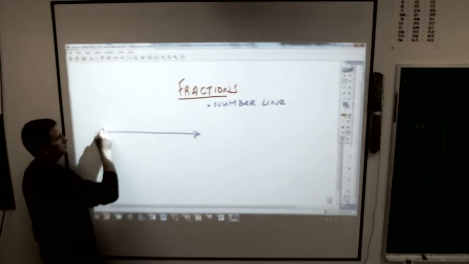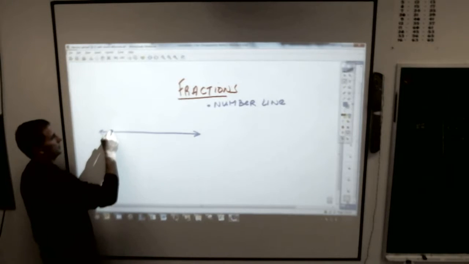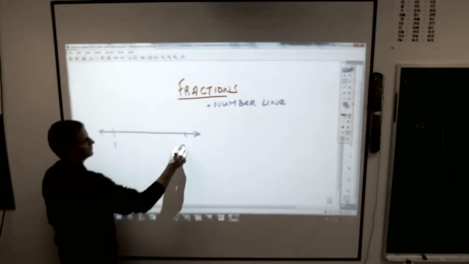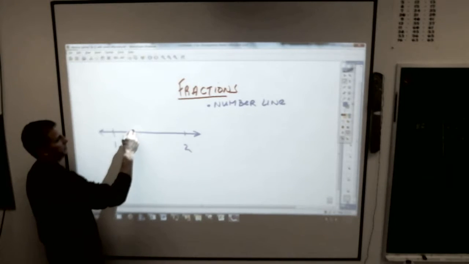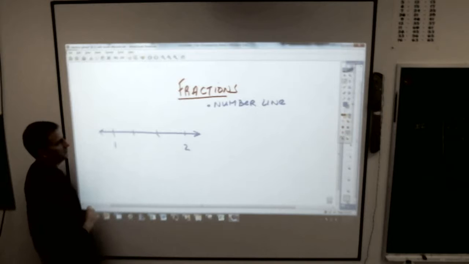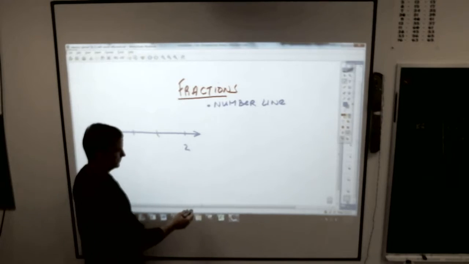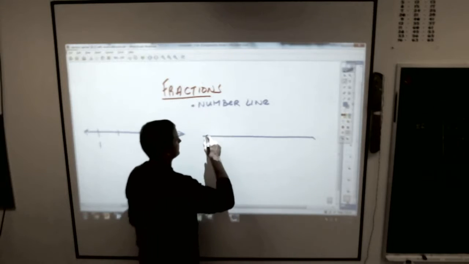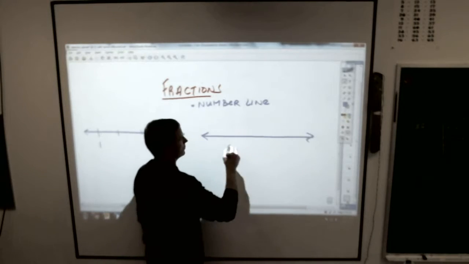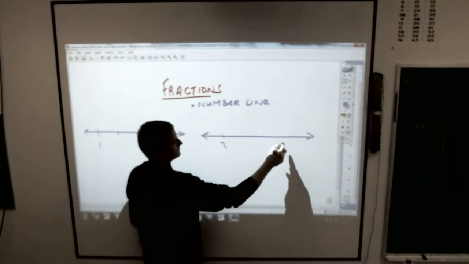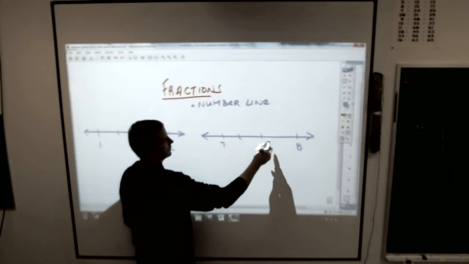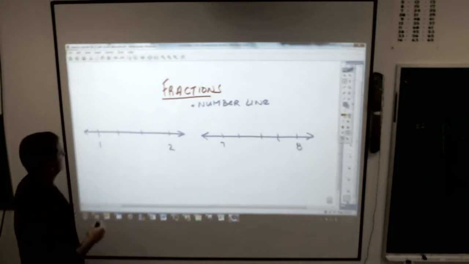Let's draw this one. And let's go 1 here, 2 here, and then try to split that into 3 parts. You get that? Then the second one, let's go 7 here, 8 here, and let's cut it into 4 parts.